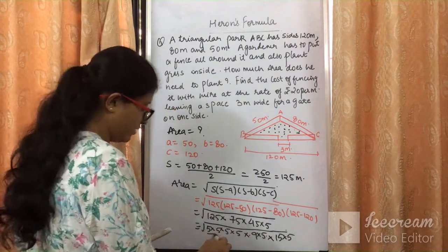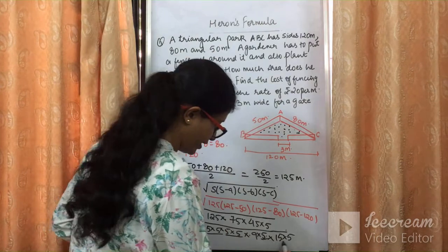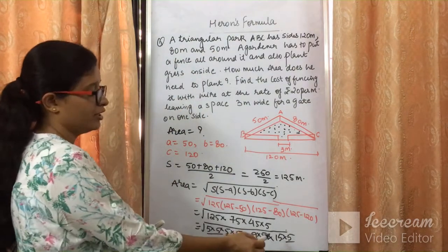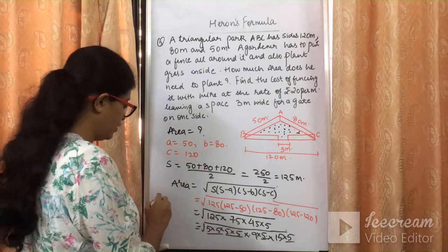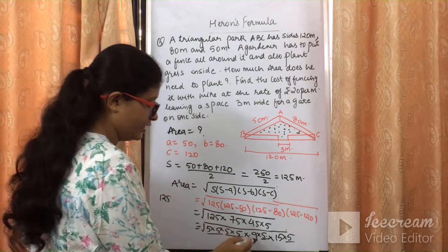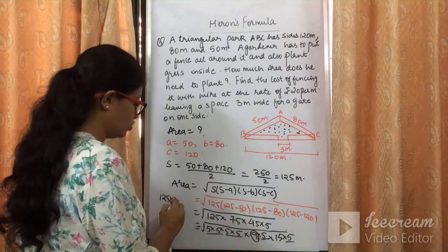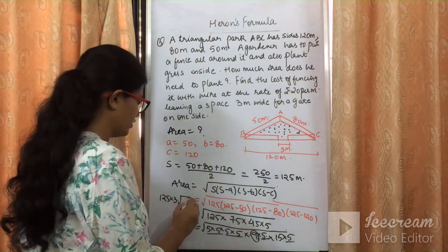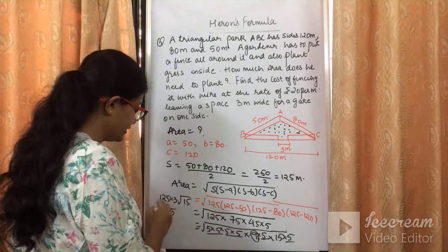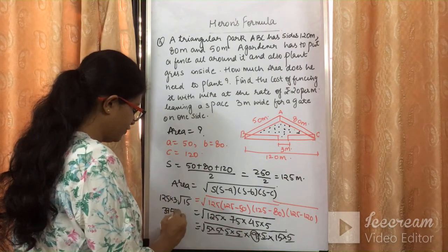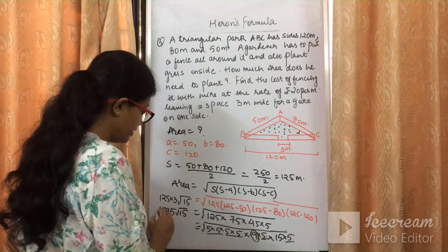Now 5 into 5, 5 into 5, 5 and 5. Can we take out 3 5s common, right? So it will be 5 into 5 into 125. तो मैंने बाहर निकाल लिया ऐसे ही. 9 का रूट होता है 3 and remaining is 15. So under root में बचा कितना, 15. So if you multiply this you will get 375 under root 15. This is the area.